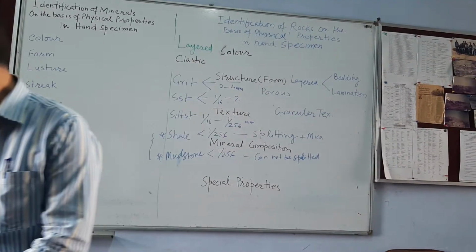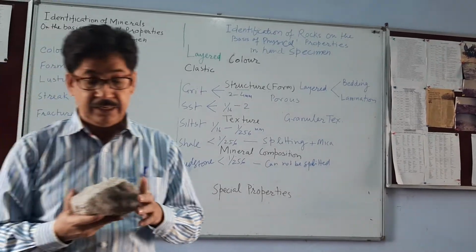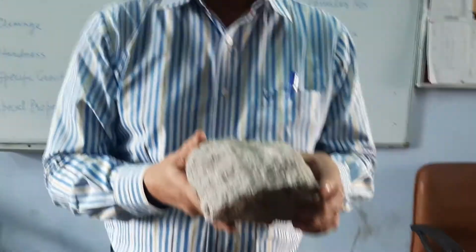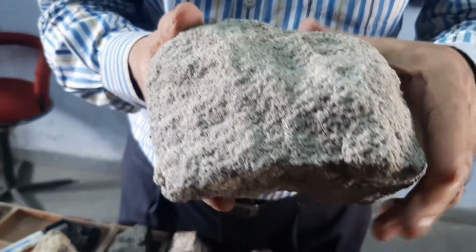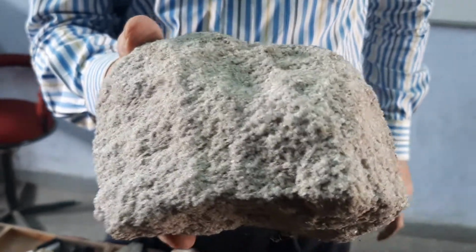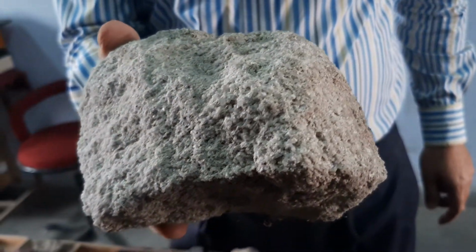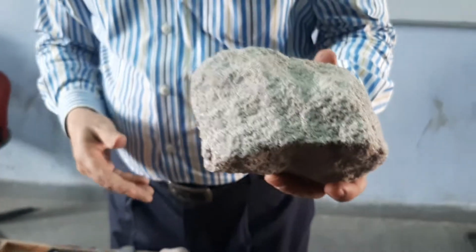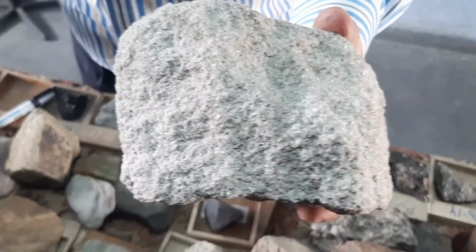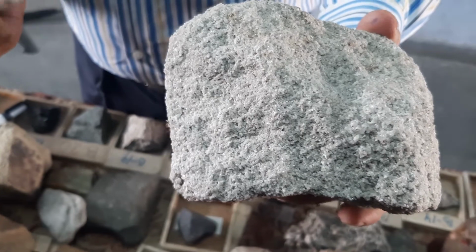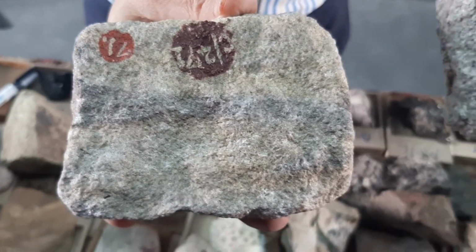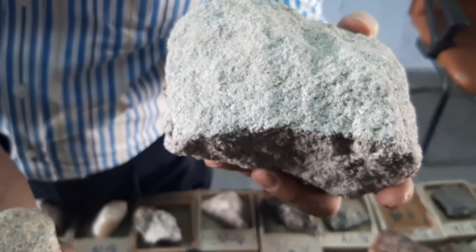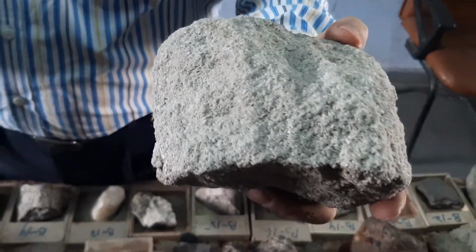Now I will show you some samples. If you can see, this is grit. You can see the grain size is bigger than 2 millimeters. If this video can show you the size, this is grit. This is another sample of grit. Here you can see layer, but here layer is missing. But the texture is granular, and if we drop water onto this, it will absorb water.